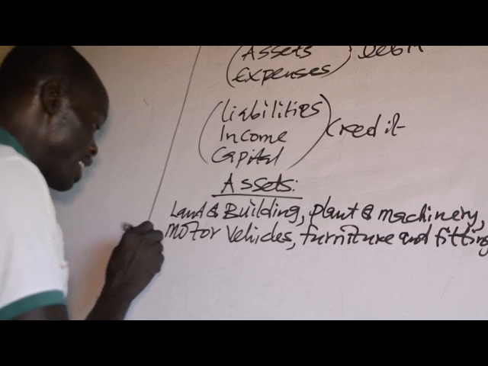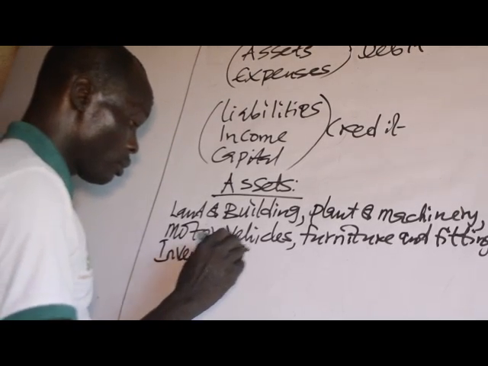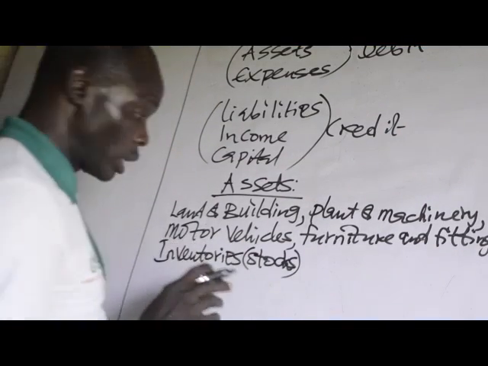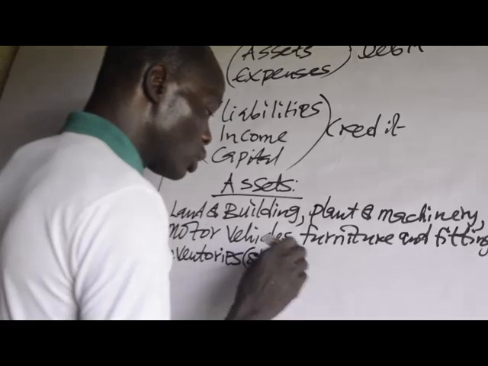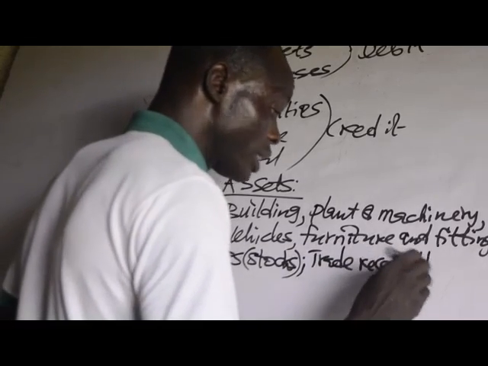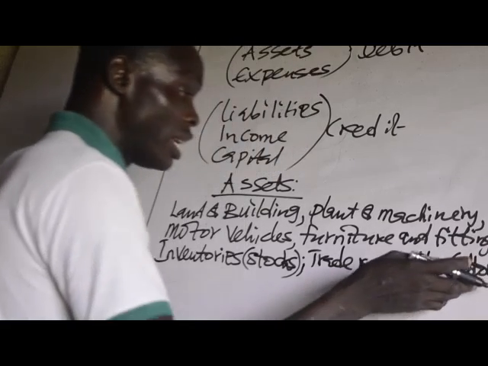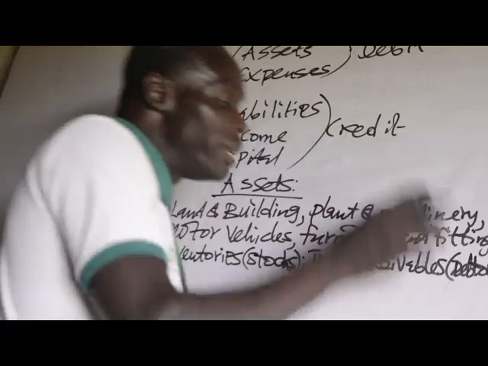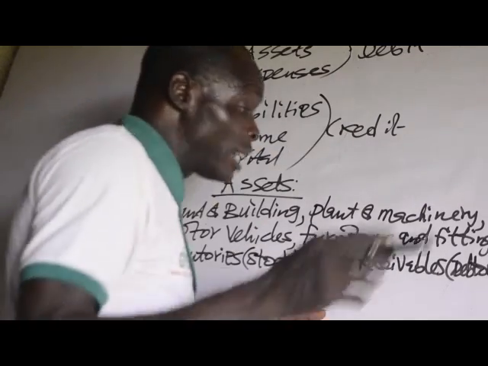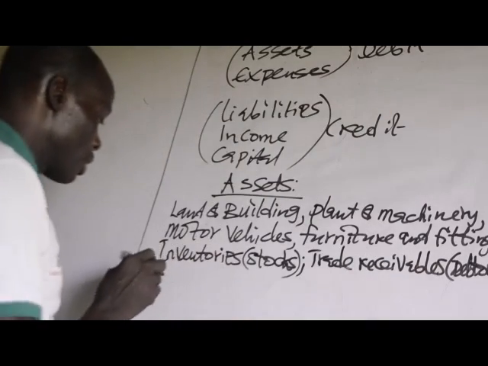Then we have inventories or stocks. The inventories of the business are assets to the business. Trade receivables or trade debtors, people that are owing the business. That means the properties of the business are in their hands. In that case, they could be regarded as an asset to the business.